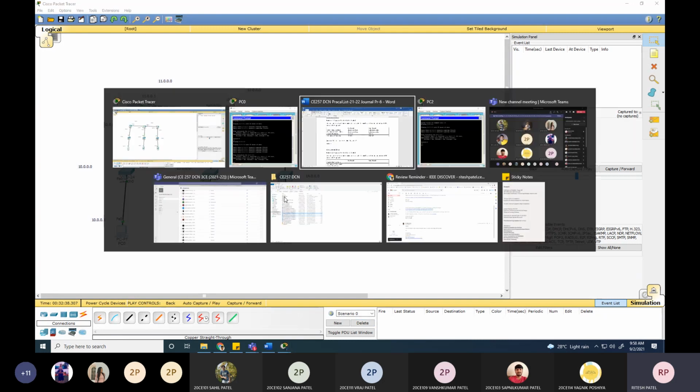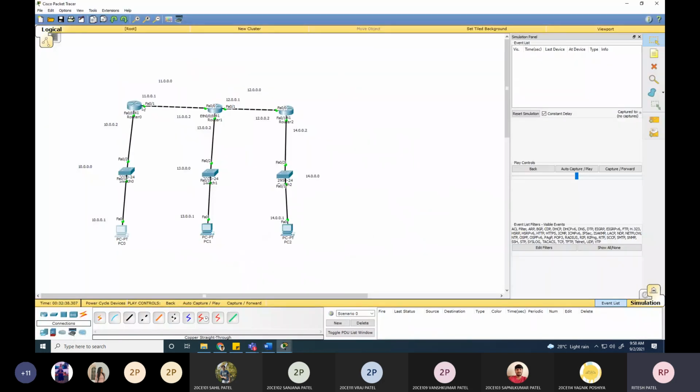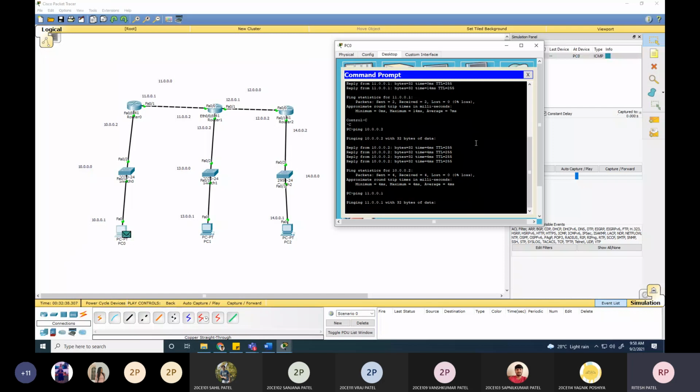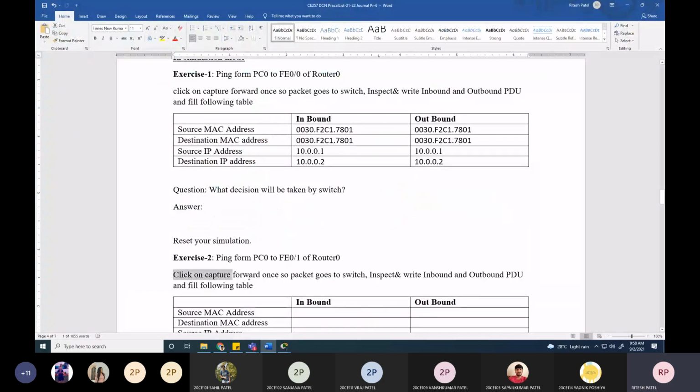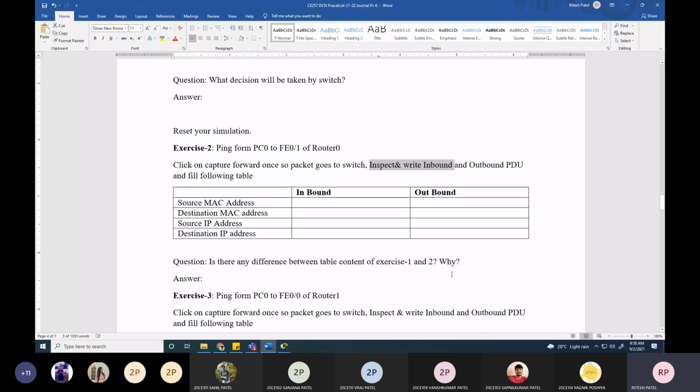Now, what is the next exercise? Ping from PC0 to FE0/1. FE0/1 means 11.0.0.1. So you have to ping 11.0.0.1, and then type enter. It is also written in the same statement. Click on capture forward once, so the packet goes to the switch. Once it goes to the switch, inspect and write the inbound and outbound PDU detail, and answer these questions the same way.